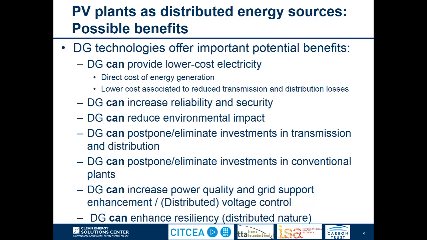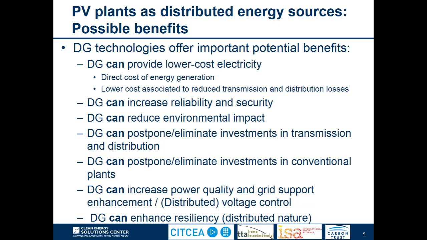Distributed generation can also increase power quality and grid support enhancement in the network. This is associated as well with voltage control. If we have more generators in the system in a distributed way, we have more nodes where we can control the voltage, where we can control power quality, where we can provide ancillary services. So if all this is implemented in a proper way, we can have a much better integration of the system and we can improve the power quality.